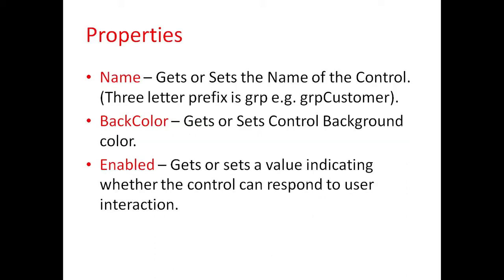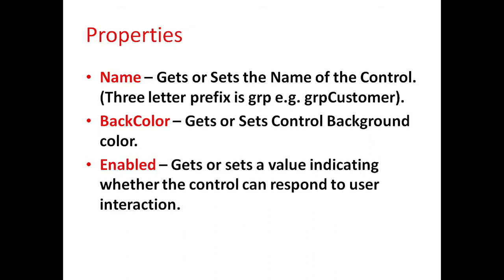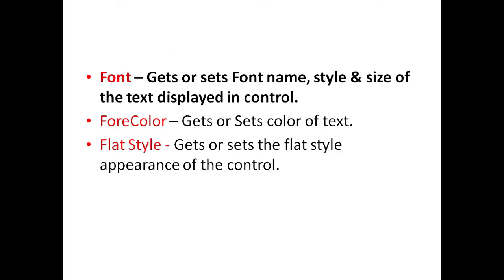Different properties of group box are name, which is used to get or set the name of the control. The 3-letter prefix is GRP. Then back color, which is used to get or set the control's background color. Enabled gets or sets a value indicating whether the control can respond to user interaction. Font, which is used to get or set the font name, style and size of the text displayed on a control. Forecolor is used to get or set the color of a text.